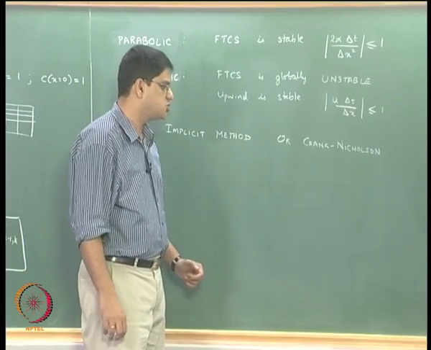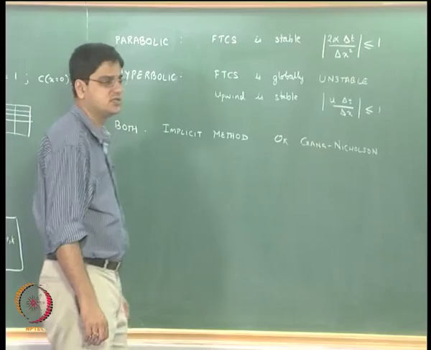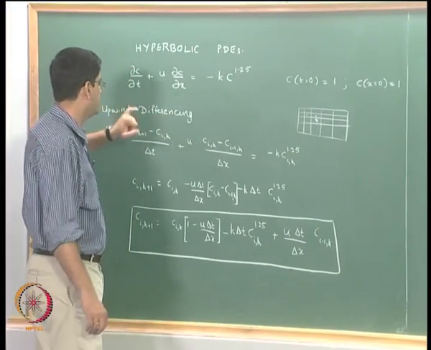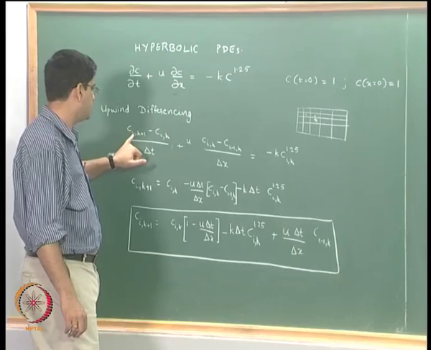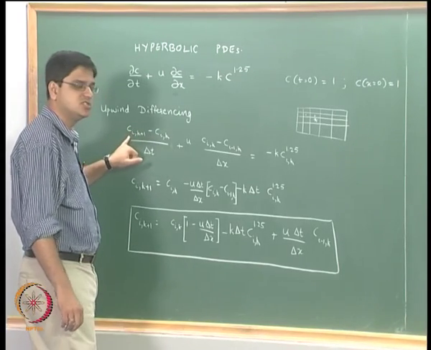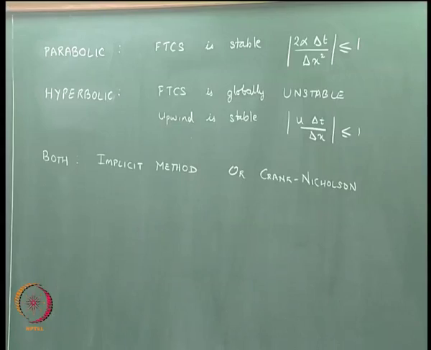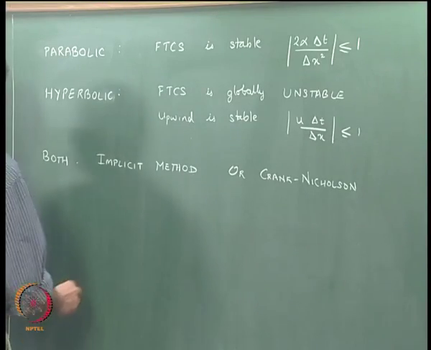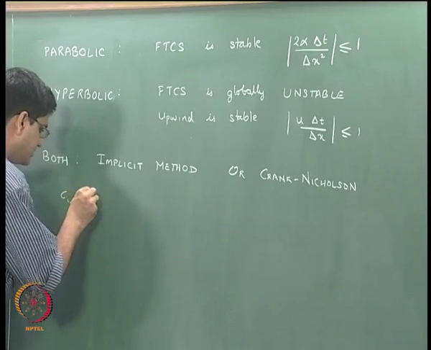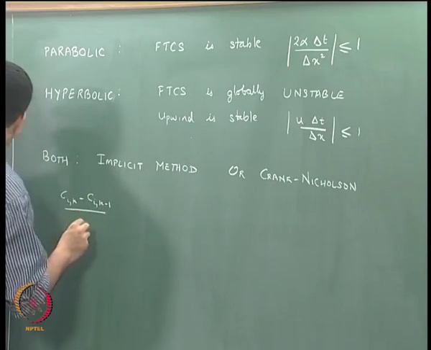What I will just show you is what expression we will get if we were to use the implicit method for the same hyperbolic PDE that we have over here. In case of an implicit method, instead of Ci,k+1 minus Ci,k, we are going to use Ci,k minus Ci,k-1 divided by delta t. So that is the only change that is going to happen.